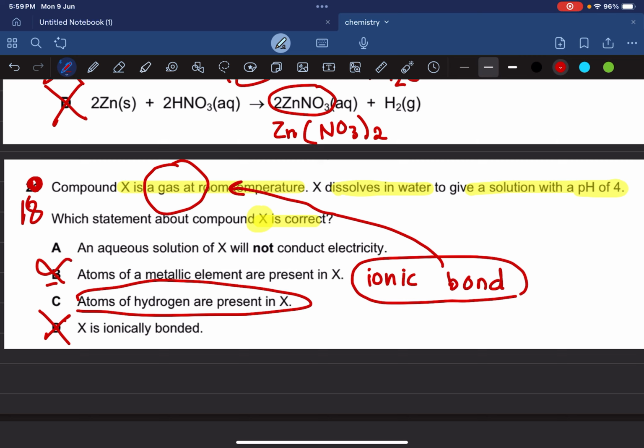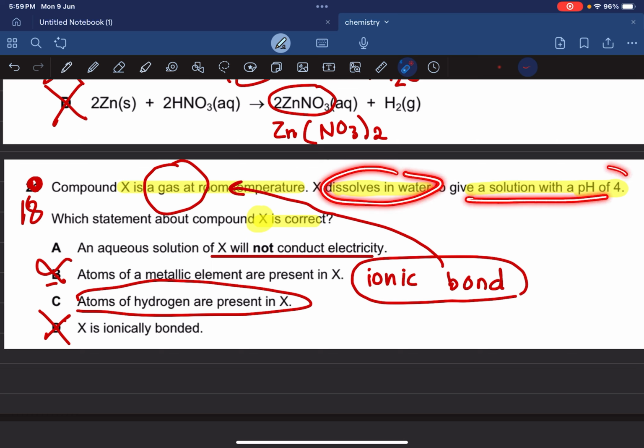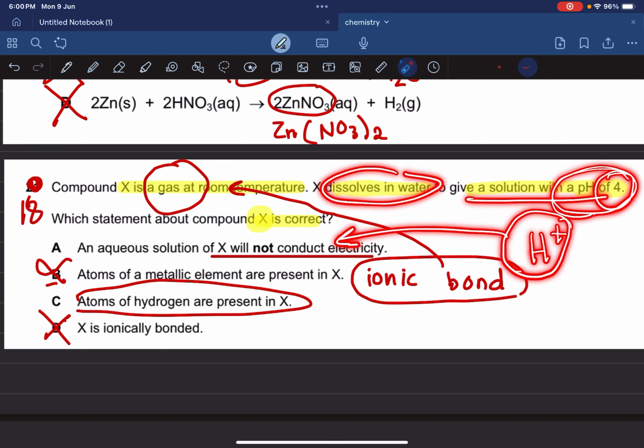So boom. An aqueous solution of X will not conduct electricity. Who told you that it will not conduct electricity? It will conduct electricity. It dissolves in water and gives a solution of pH 4. When it gives a solution of pH 4, we know that it will have H plus ions, because this is not a neutral pH, this is an acidic pH. And when it will have H plus ions, it will conduct electricity because it has ions.